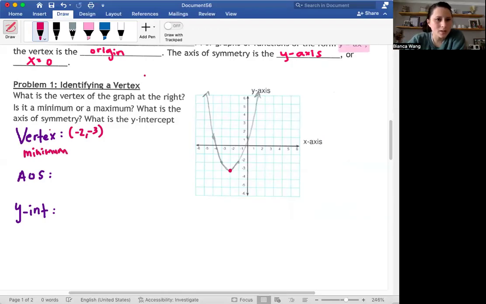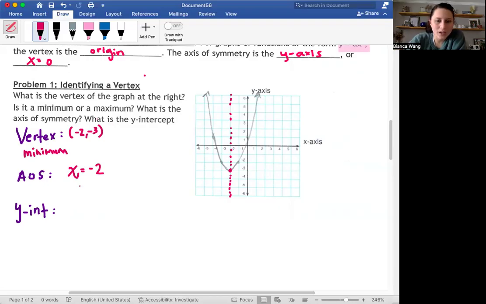Okay, what is the axis of symmetry? So the axis of symmetry will be where the vertex is. It is at x equals -2. And we have to specify it's x equals -2 because it's intersecting on the x-axis at -2.